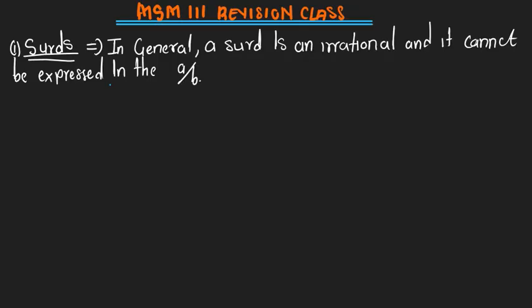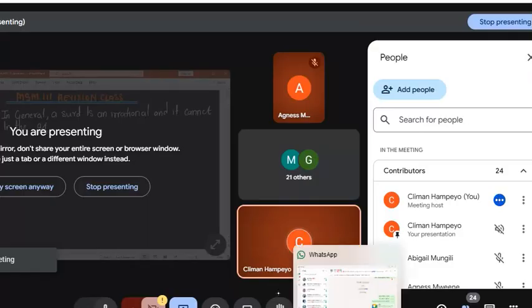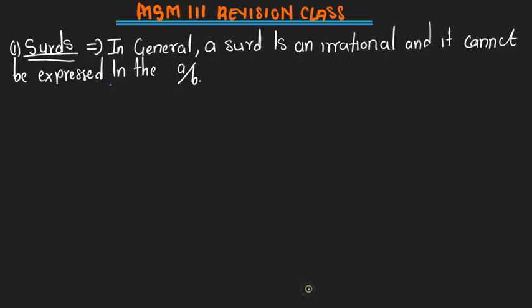This implies that for every question that you are going to be given under SURDS, and it is in the form a over b, ensure that the denominator does not have a square root.